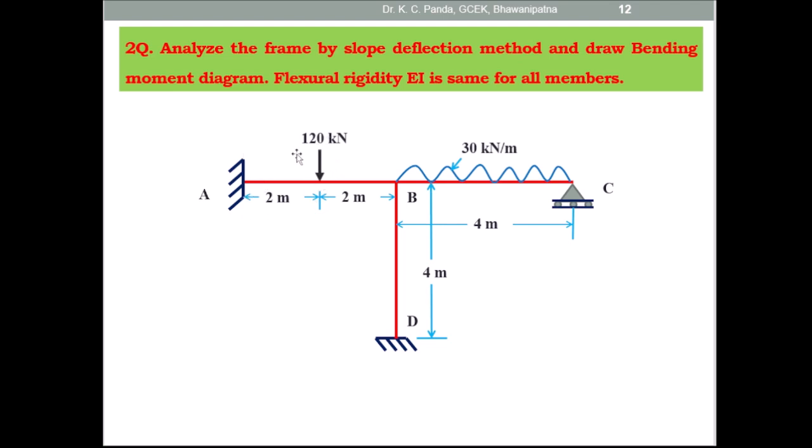But on the horizontal span AB, the load is present at the midpoint, so MFAB is equal to minus WL by 8. W is equal to 120, L is equal to 4. So minus 120 into 4 by 8, and MFBA is equal to plus 120 into 4 by 8. Then for span BC, due to UDL, the fixed end moment at end B, MFBC, is equal to minus WL square by 12. Here W is 30 and L is 4. Minus 30 into 4 square by 12, and MFCB is equal to plus 30 into 4 square by 12.